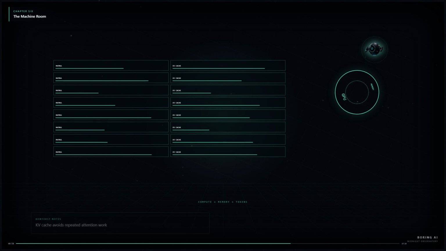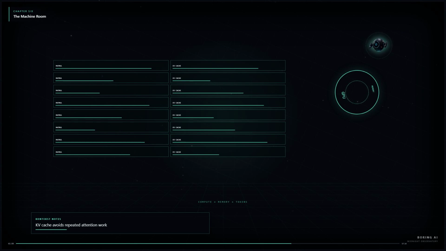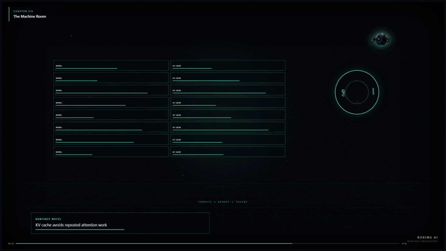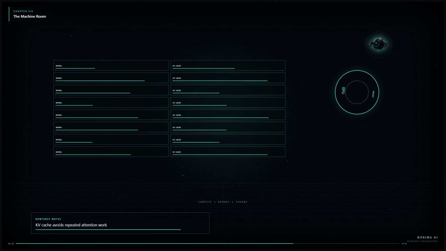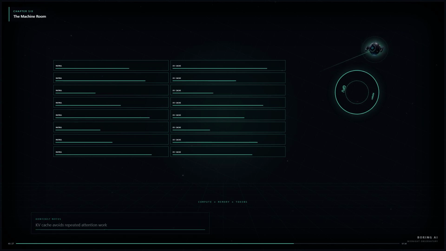After the first token, another measurement becomes noticeable: the rate at which new tokens appear. These two delays are different. A system can have a longer pause before beginning and then generate rapidly. Another can start quickly but stream more slowly. The user sees only a blinking cursor. Behind it, the machine room is balancing latency, throughput, memory, and power.